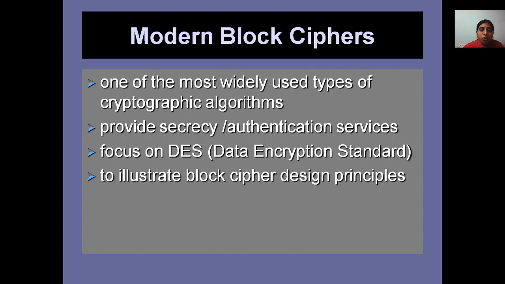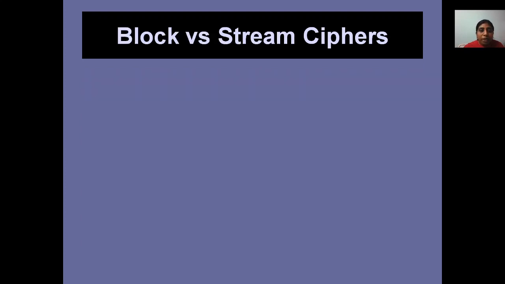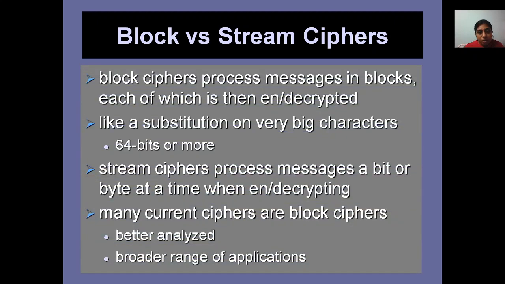ciphers. To illustrate the design principles of block ciphers, we need to know what is meant by block and stream ciphers. A block cipher processes messages in blocks, each of which is then encrypted or decrypted, like a substitution on very big characters of 64 bits or more. So we are going to take a block size of 64 bits or more. A stream cipher processes the message a bit or a byte at a time when encrypting or decrypting. Many current ciphers are block ciphers because they are better analyzed and have a broader range of applications.